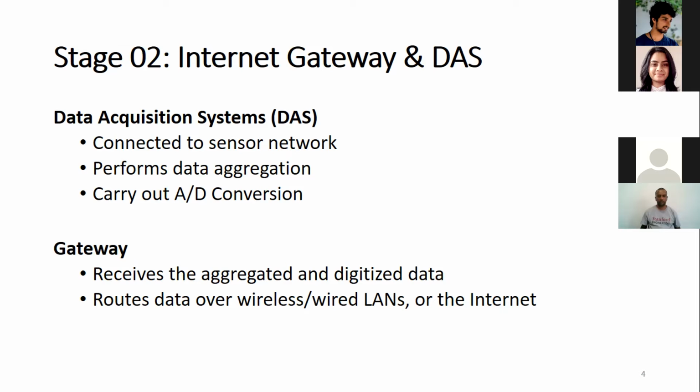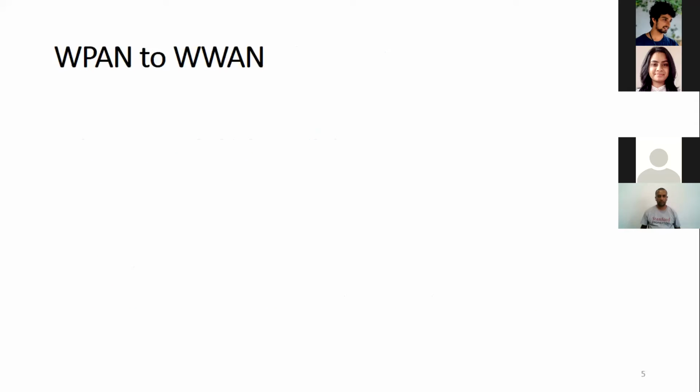This has the potential to eliminate meaningless or redundant data and can reduce the size of the transmission as well. As large amounts of data are produced in stage 1, we need to deploy high-speed gateways and networks to transfer this data to the other stages. Now let's see what technologies we can use for this data transmission. It spans from WPAN to WWAN.